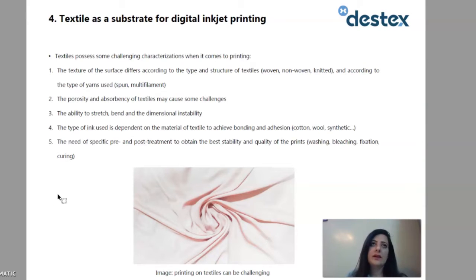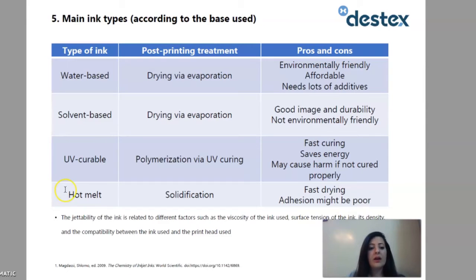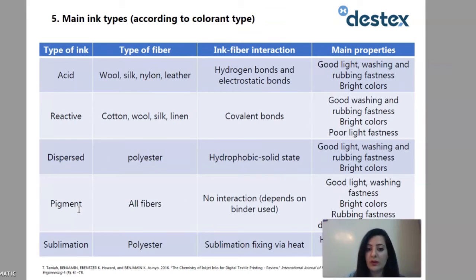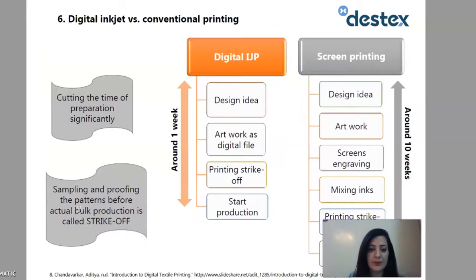As for textile in use for digital inkjet printing, it's a bit challenging material because it is not dimensionally stable, it can be stretched, and there is a difference in absorbency and porosity. So sometimes some types of textiles require pre-treatments before the inkjet printing. Speaking of inks, there are many types of inks, and they are classified according to the base used, for example water or solvent, or sometimes according to the colorant type, which is acid, reactive, and so on, according to the fiber used.